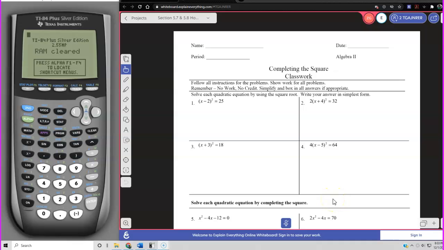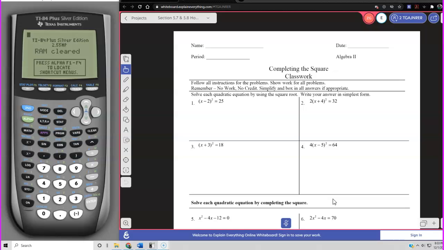This is the homework for completing the square. I'm going to go ahead and give you examples of how to solve these problems. You're required to do 1 through 8. So we're going to start with number 1.